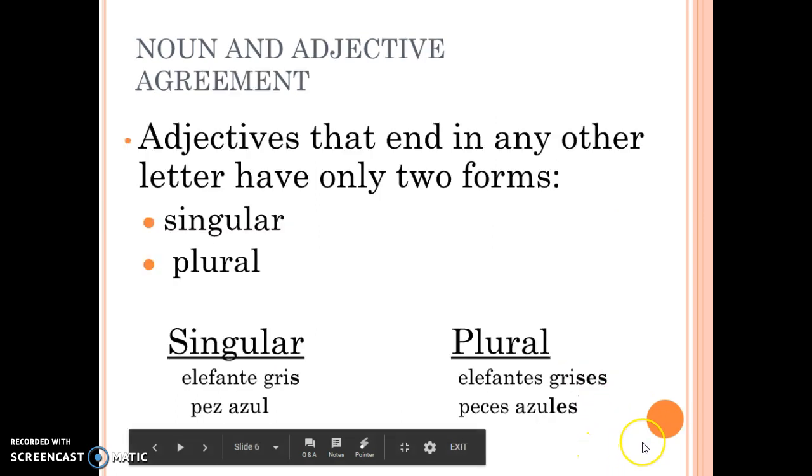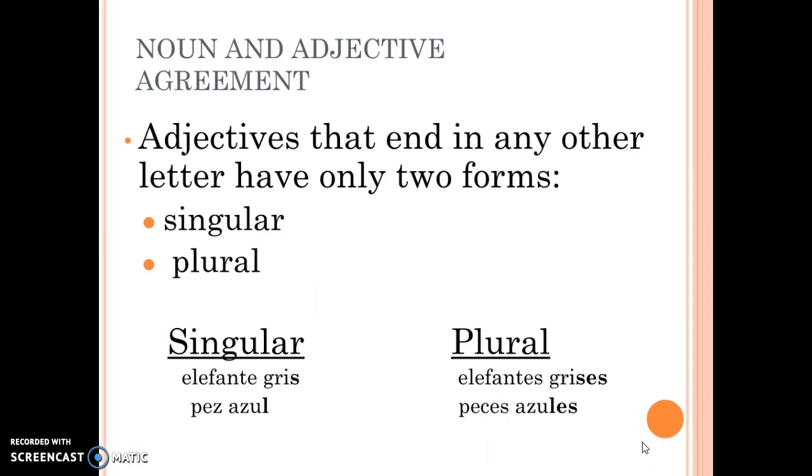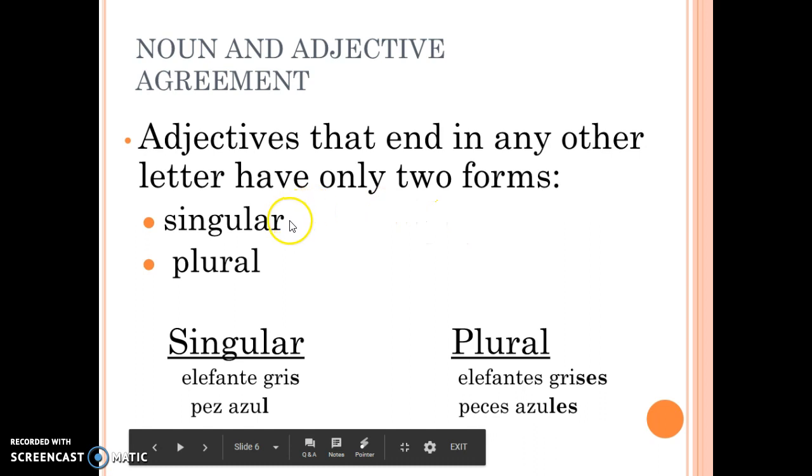A little more about adjectives. If the adjectives end in any other letter, okay, besides O, they have only two forms. They only have singular and plural. So if I have elefante gris, a gray elephant, I have elefantes grises, gray elephants. I can't change the gender. Same thing, pez azul, a blue fish, versus peces azules. Right, the plural form, again, I can only make it plural by adding es. I cannot change the gender.